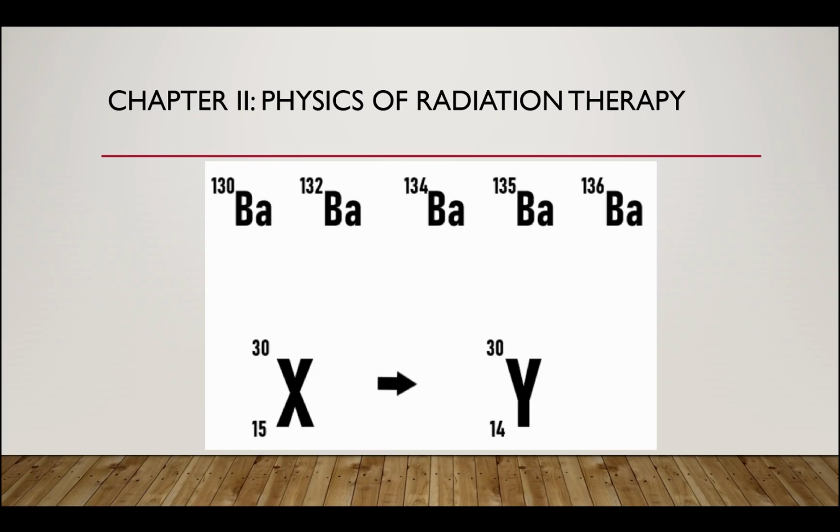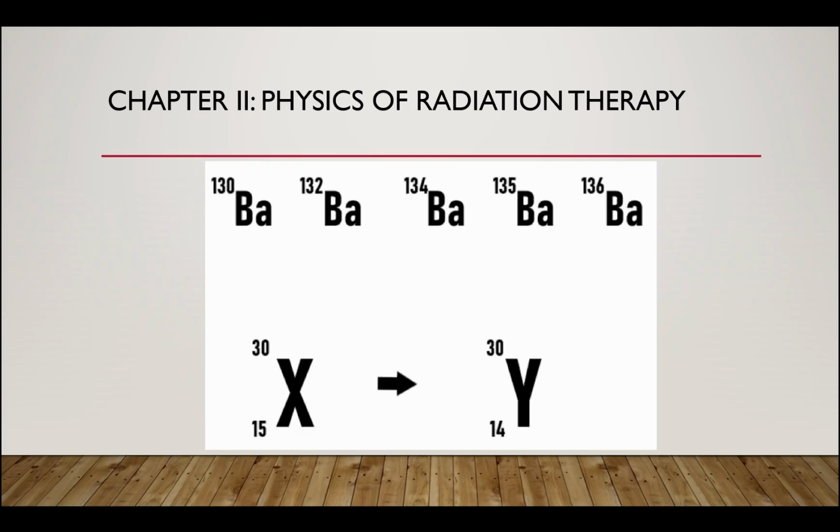The isotopes have the same number of protons, or same atomic number, but differ in atomic mass number and number of neutrons. For our example here, barium has an atomic number of 56. For these isotopes, we can see that they have different atomic mass numbers. We can see here that they differ in their atomic mass numbers.